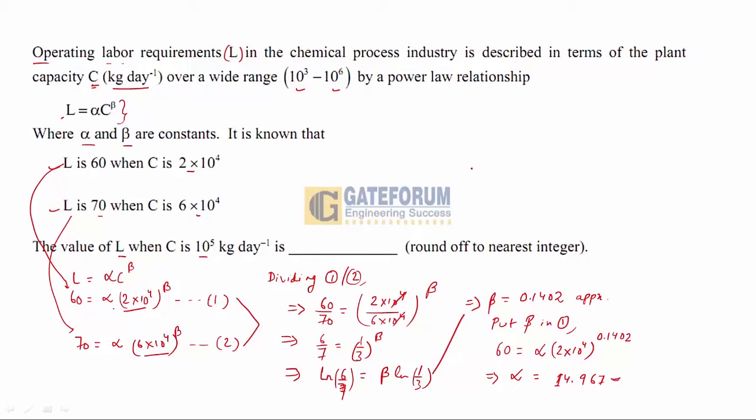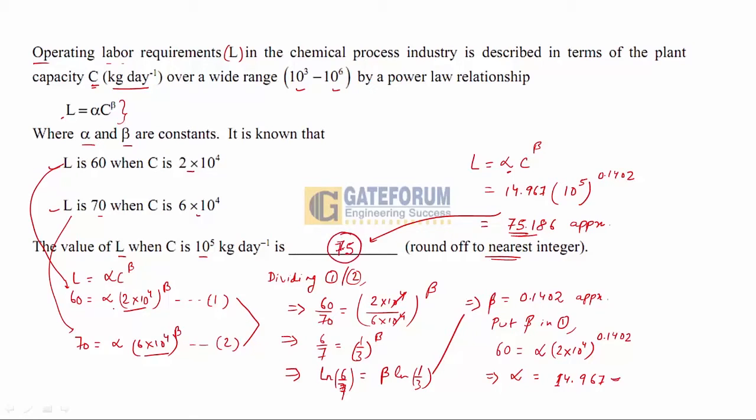So now we have to find the value of L when C is 10 to the power 5. What is alpha? 14.967. What is C? 10 to the power 5. What is beta? 0.1402. When you solve this expression in your calculator, it will come around to be 75.186 approximately. So we are to report the answer in the nearest integer. The nearest integer to this is how much? 75. So this is our final answer.